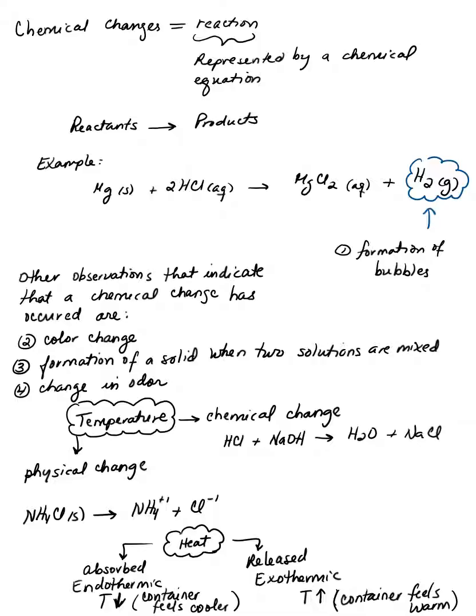The neutralization reaction is an example of a chemical change. If you're mixing an acid and a base, you're getting water as a product. So you're going from your initial substances to new substances with different physical and chemical properties.